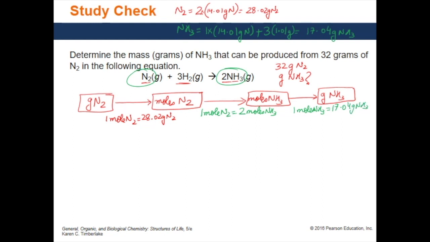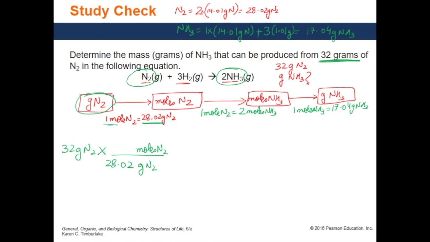So now we have our solution map designed for this particular question along with each conversion factor. So we start with what's given, which is 32 grams of nitrogen. Now you just follow this. I'm here, right here, 32 grams of nitrogen. I want to go from grams to moles. So I divide by grams and multiply by moles. How many grams?